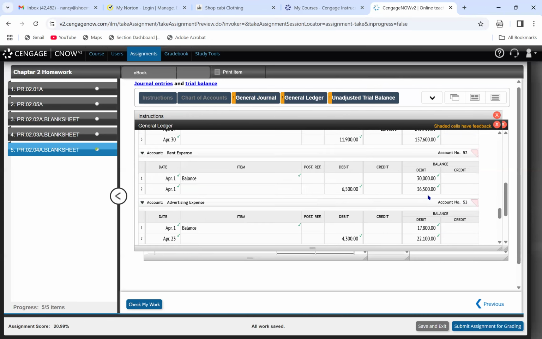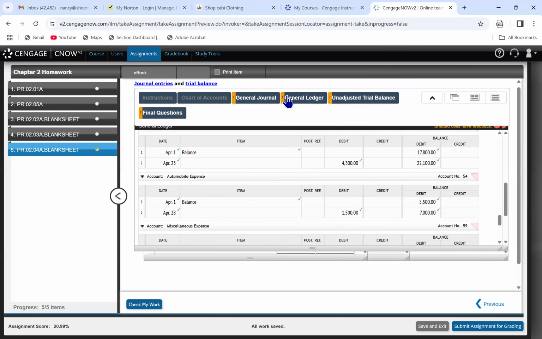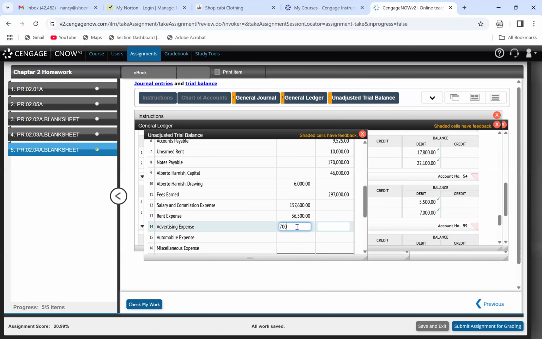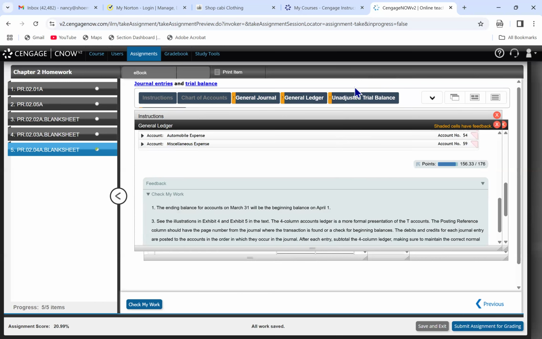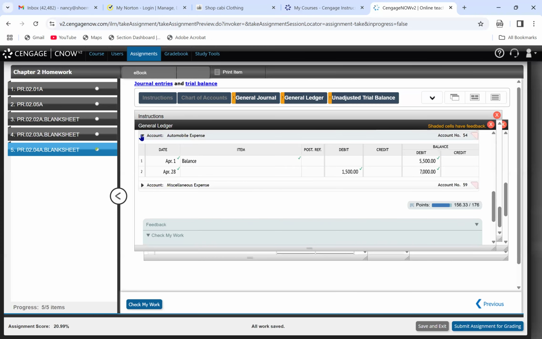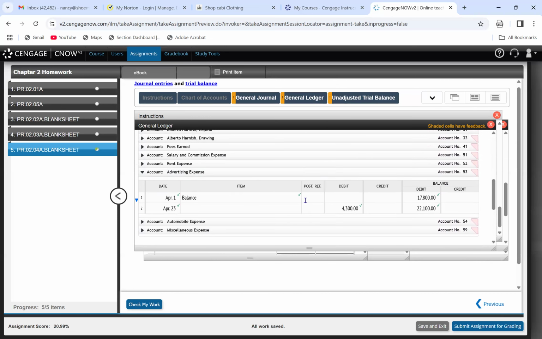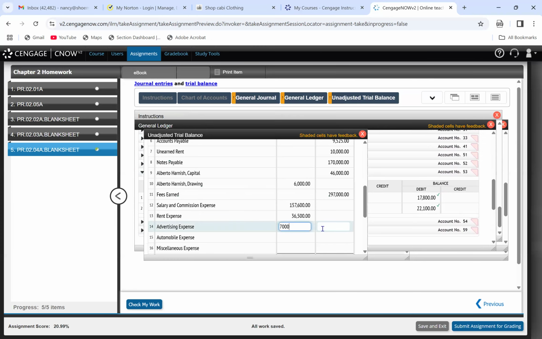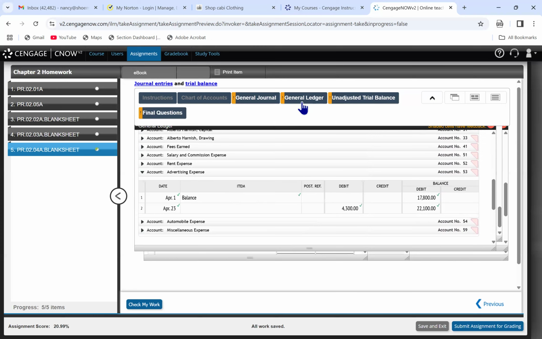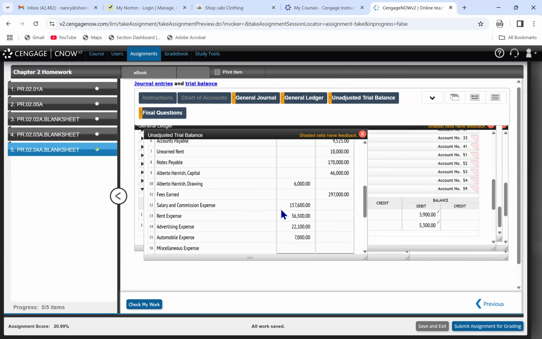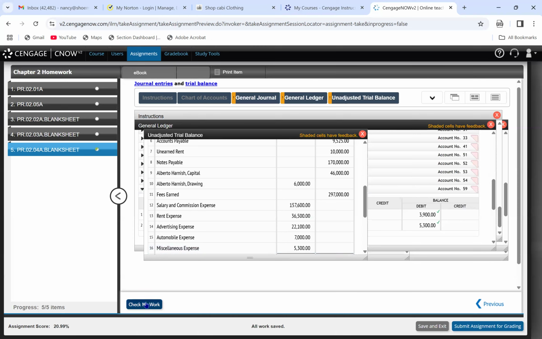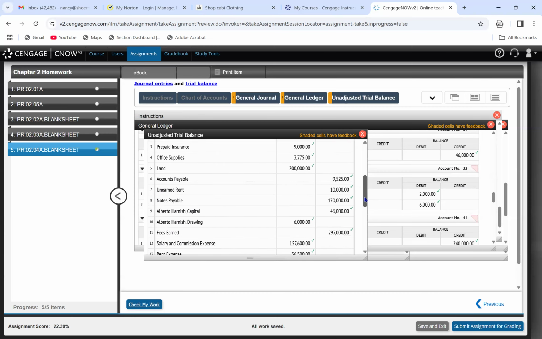The advertising expense is a balance of 7,000. The automobile expense is a balance of 7,000. Make sure I did that right. Automobile is 7,000 and advertising is also 7,000. No, I had the advertising wrong, guys. The advertising is 22,1, and the automobile is 7,000, and then the miscellaneous expense is 5,300. So hopefully we will have our balances correct.